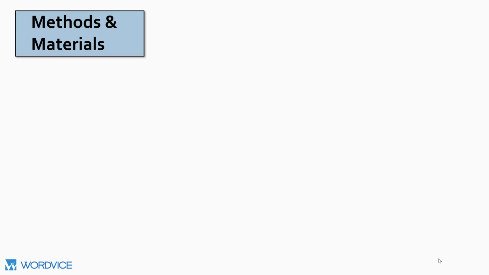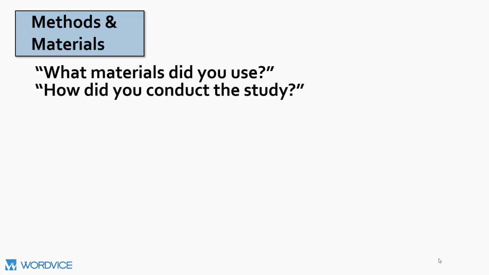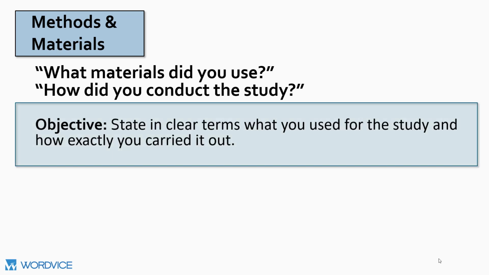The next section of the research paper is the methods and materials. In this section, you are asked, what materials did you use, and how did you conduct this study? The purpose of the methods and materials section is to state in clear terms what you used for the study and how exactly you carried it out.